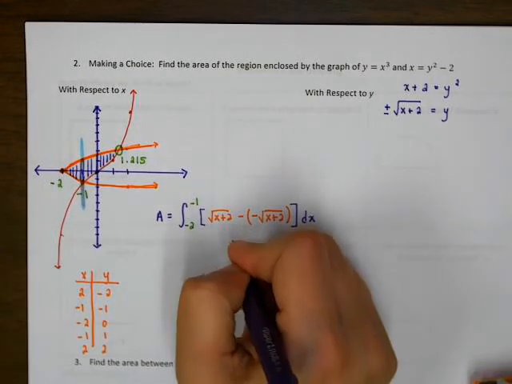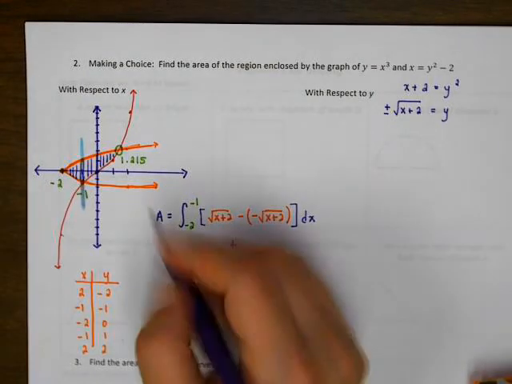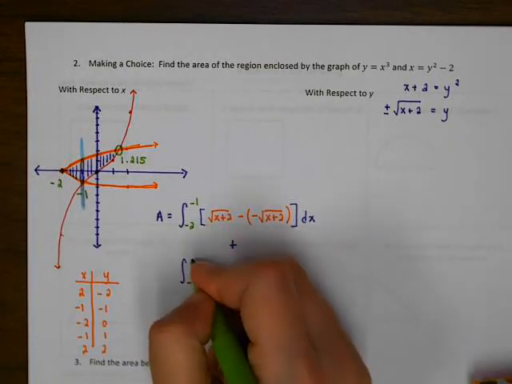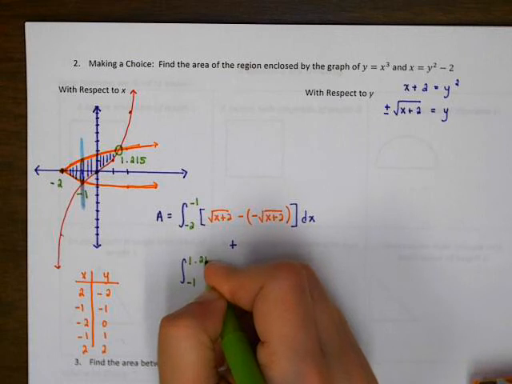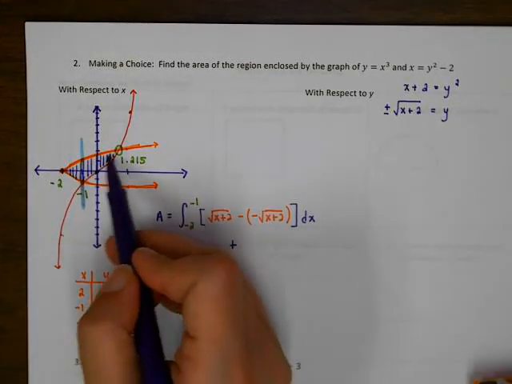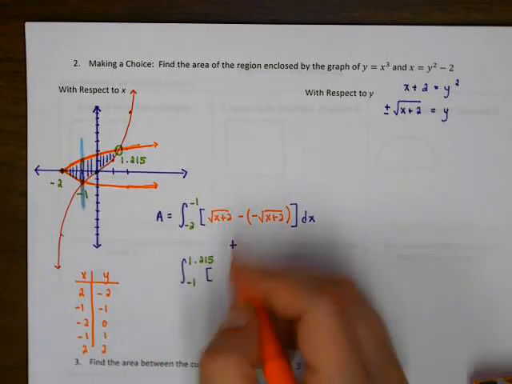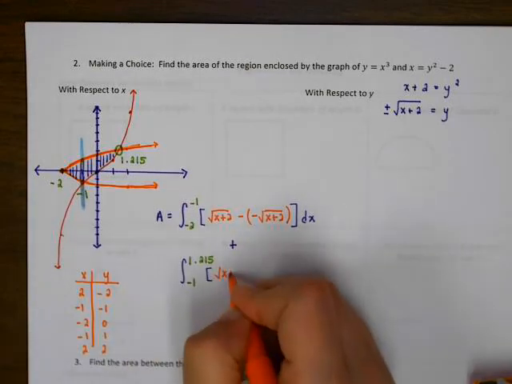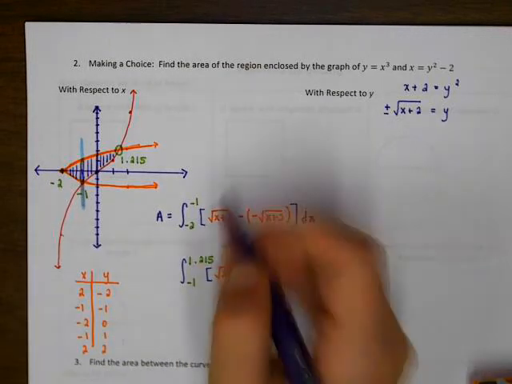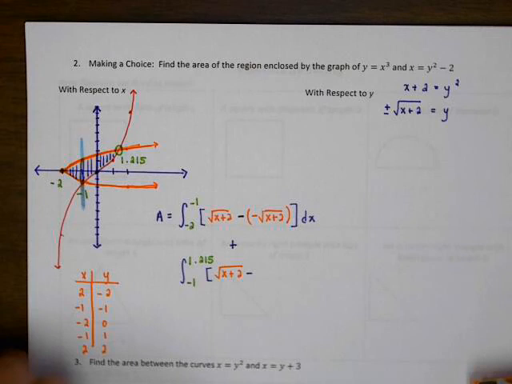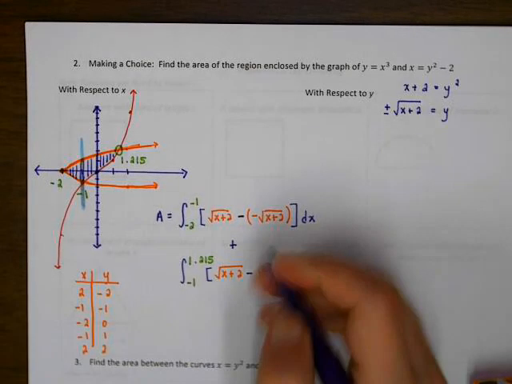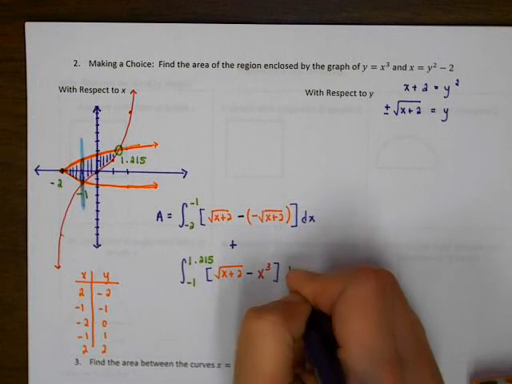Then I'm going to need a second integral that goes from -1 to 1.215. And the top function in this second part of our area is the positive square root of x plus 2 minus the bottom function here, which would be my x cubed function dx.